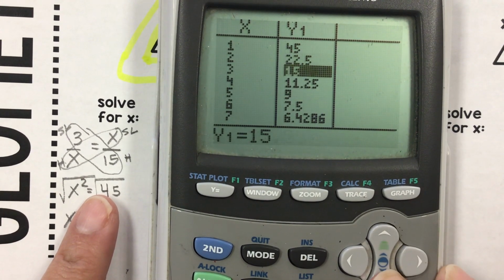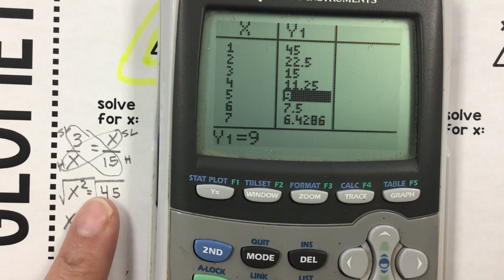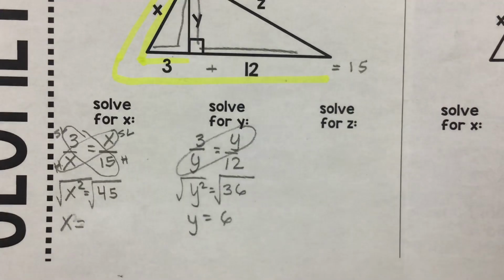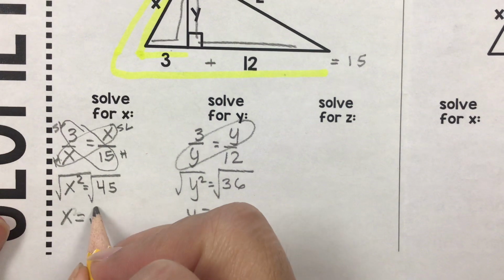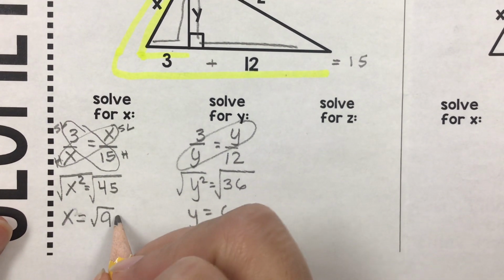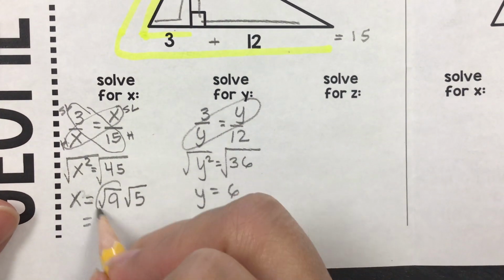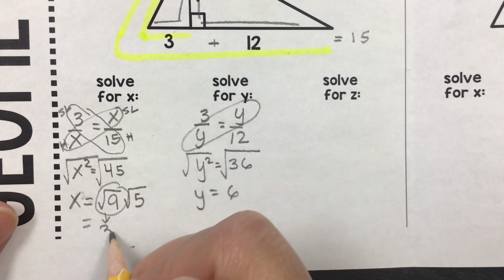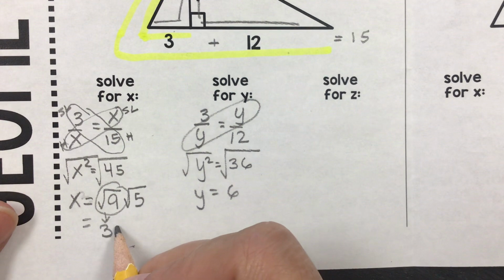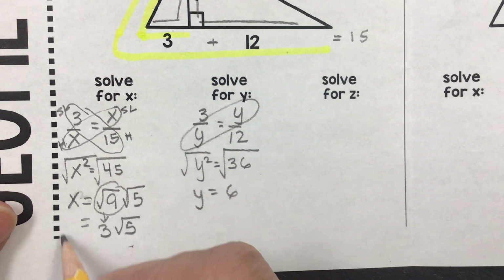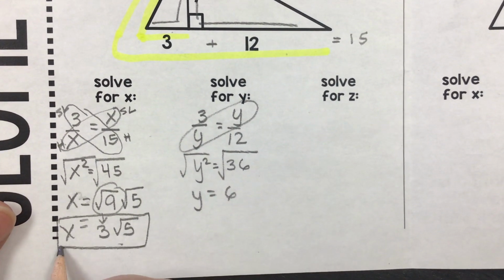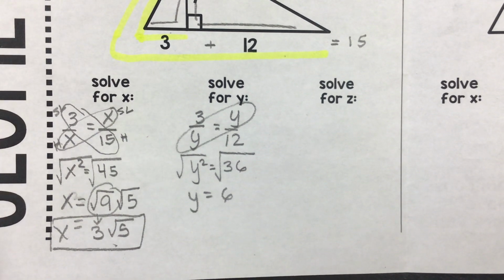So, 5 and 9. Very good, 5 and 9. But I'm going to write the square root of 9 first because that simplifies, and then the square root of 5. The square root of 9 becomes 3, and then I rewrite the square root of 5. And this is the answer I'm looking for. We're not going to do decimal approximations.